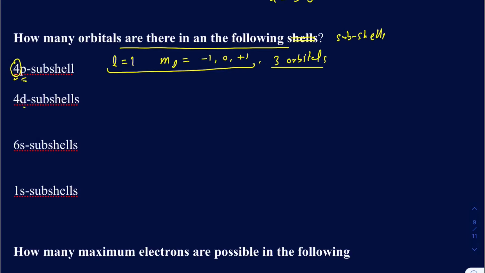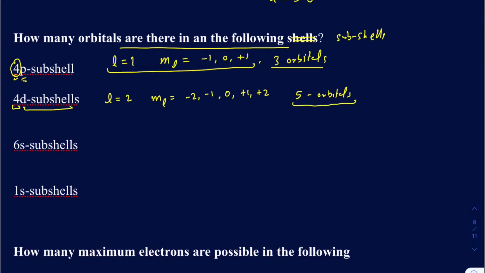Again, the number in front of it doesn't really matter, so you're in the d subshell. For the d subshell, the value of L is 2, so the value of m sub L is going to be -2, -1, 0, +1, and +2. There are 5 values in there, so that means there are going to be 5 orbitals. So in any given d subshell, whether it's 3d, 4d, or 5d, you will have 5 orbitals in there.